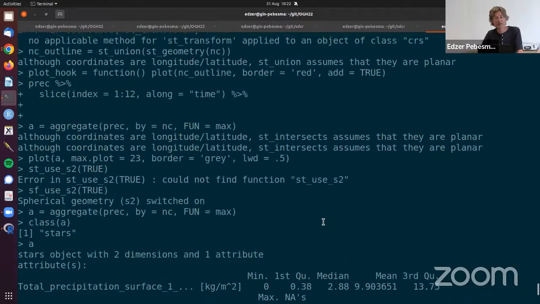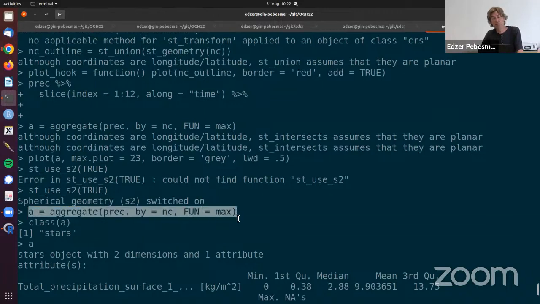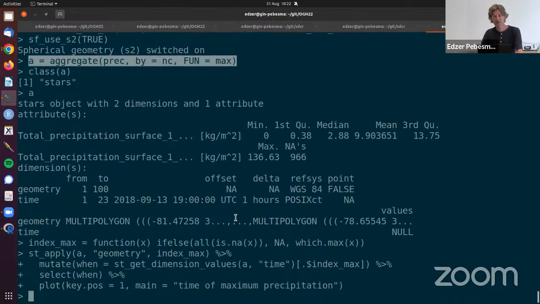Here, if my precipitation data set had contained missing values, then of course max would all the time have given a missing value if one of the values was missing. And you can add, for instance, na.rm = TRUE, which is an additional argument to the function max. So you can parameterize these functions further, but you can also write custom functions.